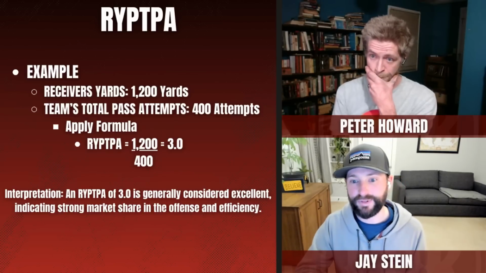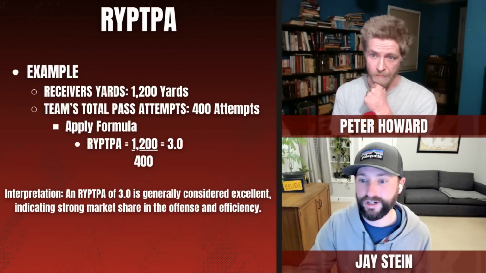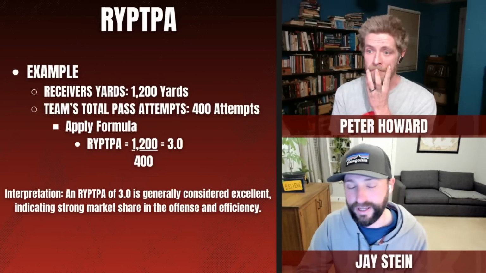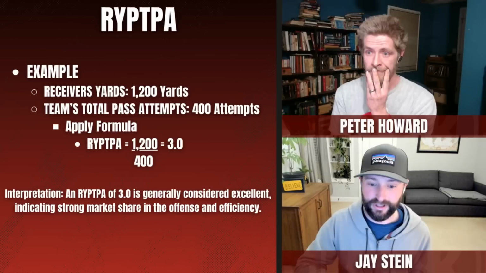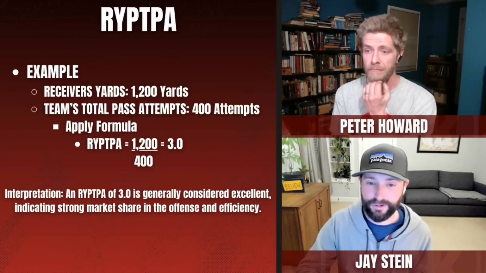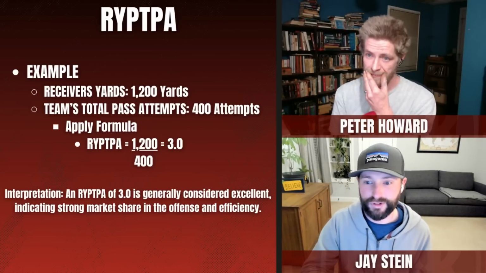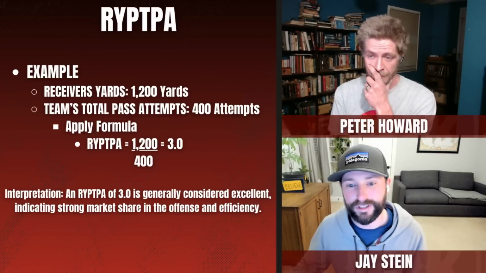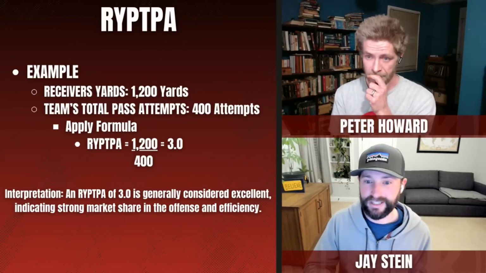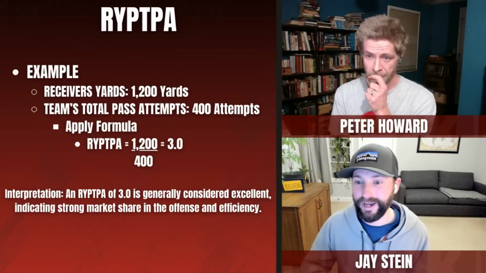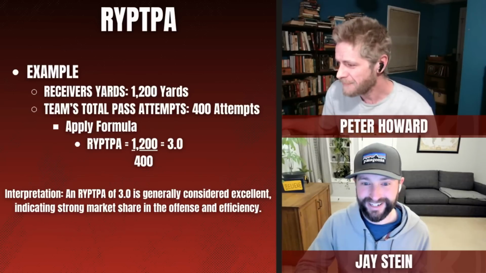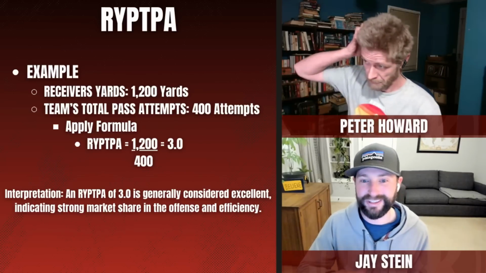Now, these QB attempts, this is not just the starting QB. This is the whole team's QB attempts. So you don't just grab that starter's attempts. You go and look at the whole attempts. Maybe there were backups that played. Maybe even wide receivers threw pass attempts. But the whole team's pass attempts go into that 400 number. We calculate this out. It gets to be a 3. 3, by the way, is an elite reception yards per team pass attempt number in terms of market share. So that's a cool number.